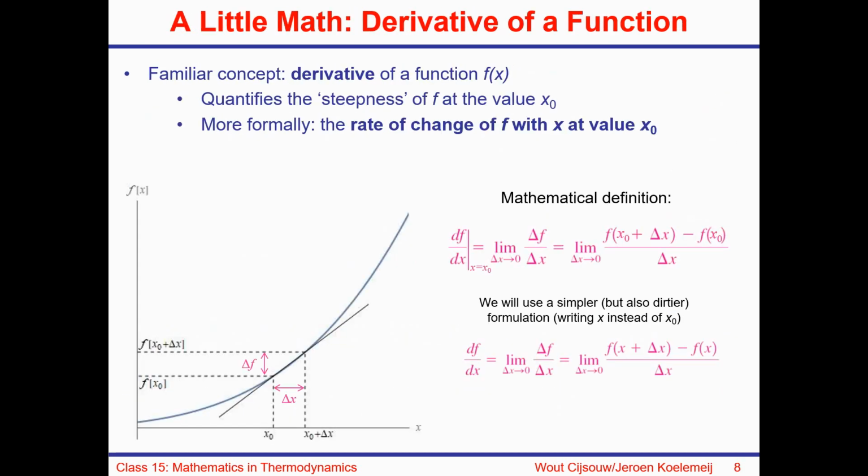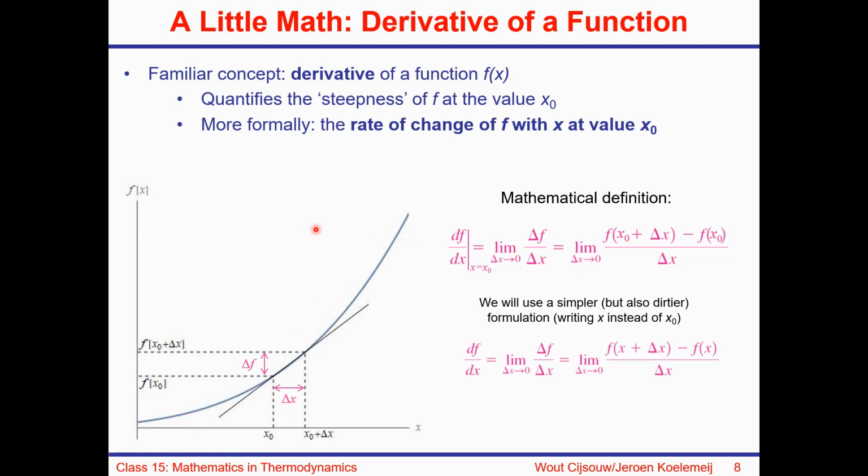Let's start by taking a look at a familiar concept, and that's the derivative of a, well, let's call it a normal function, which depends only on one variable, for example, a function f of x. Then the derivative basically quantifies the steepness of the function f at a certain value. Let's call this value x naught. So it's something that's depicted here in this graph.